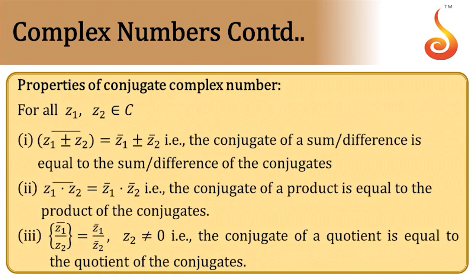Next one, properties of conjugate. z1 plus z2 whole bar is separately you can write. Simple property. Similarly, plus is plus, minus is minus. z1 into z2 whole bar is z1 bar, z2 bar. Conjugate of product equal to product of conjugates. z1 by z2 whole bar is z1 bar by z2 bar. The conjugate of quotient is also the same way.